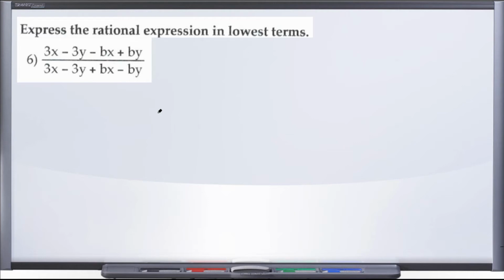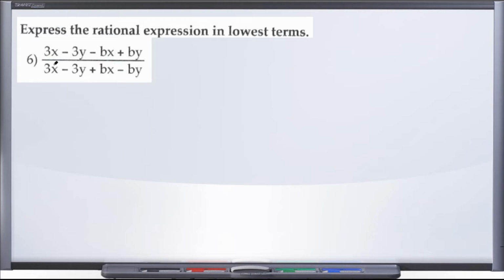All right, so number 6 here, express the rational expression in lowest terms. Okay, so here we have a numerator and a denominator that have yet to be factored. So we're going to use what we learned last chapter, last test, factoring, to help us get to a place where we can easily cross out some factors.